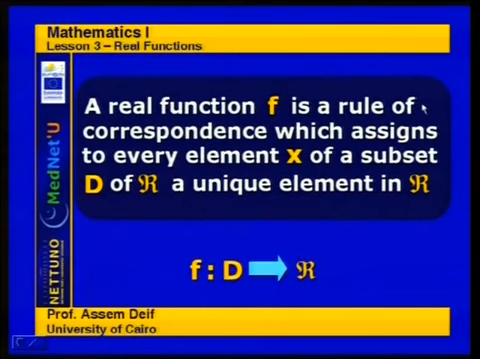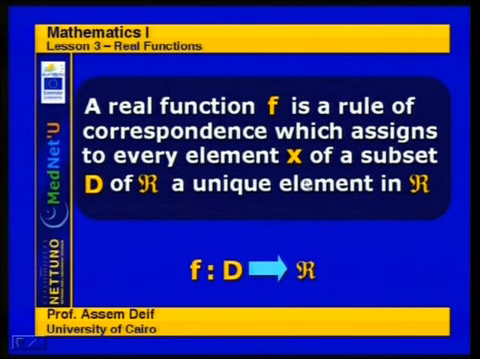So we are going to restrict ourselves only to the kind of function that we are allowed to study in this course. The kind of function that we are allowed to study are real functions of a real variable. In other words, x is real, and the codomain is also R. So now we come to the meaning of a real function. This is the one that we are concerned with. A real function f is a rule of correspondence which assigns to every element x of a subset D of R, this is the domain, a unique element in R.